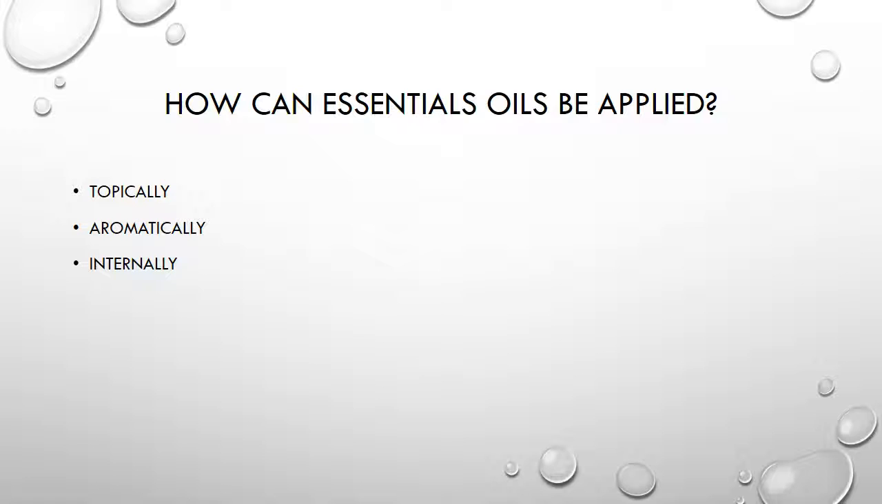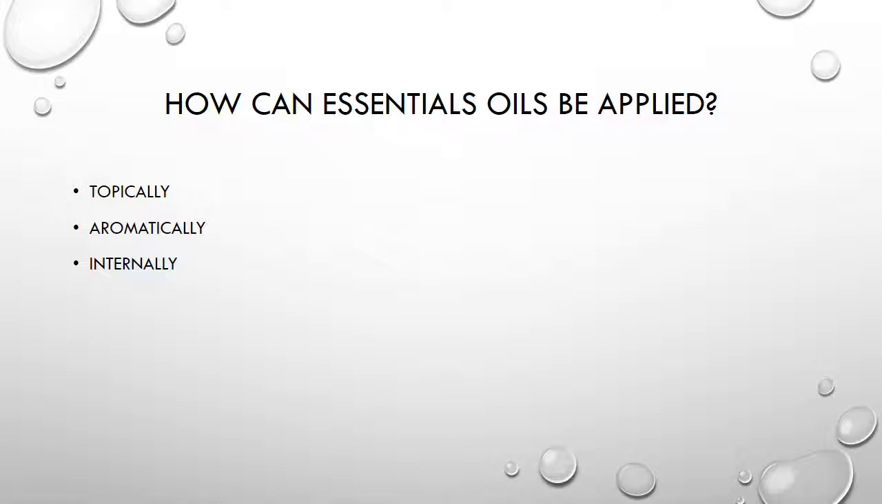How can an essential oil be applied? There are 3 ways that an essential oil can be applied: topically, aromatically, and internally. Topically just means that it's being applied to your skin. Aromatically just means that you're inhaling it.